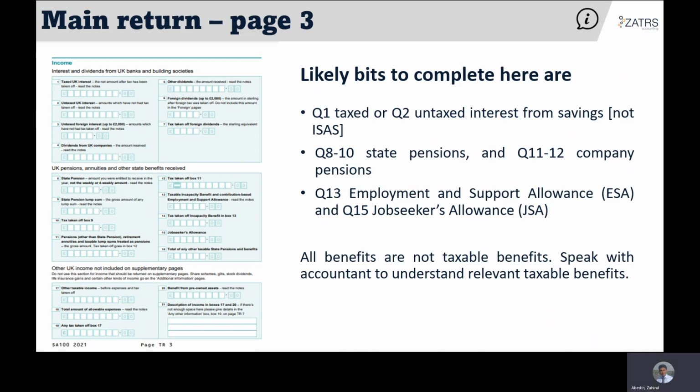And if you're on benefits, you need to tell them about, for example, Employment Support Allowance at question 13 and Jobseeker's Allowance at question 15. Now, some benefits are taxable and some aren't. So have a look at the HMRC website or speak with an accountant to understand the relevant taxable benefits. So if you have received any benefits over the year, check out the HMRC taxable benefit list and make sure you answer the relevant questions in the middle of this page of the form.